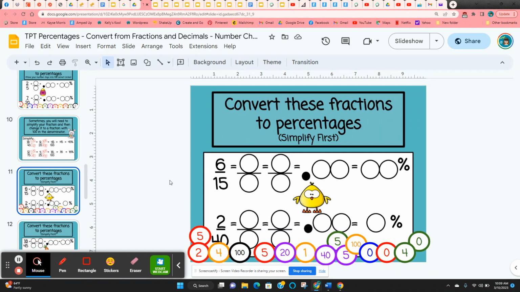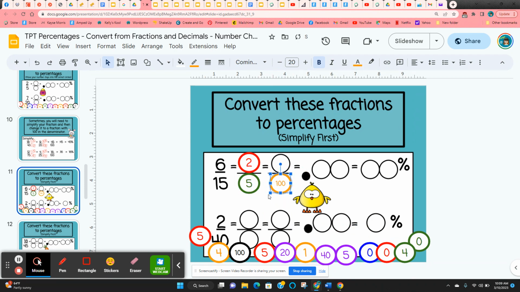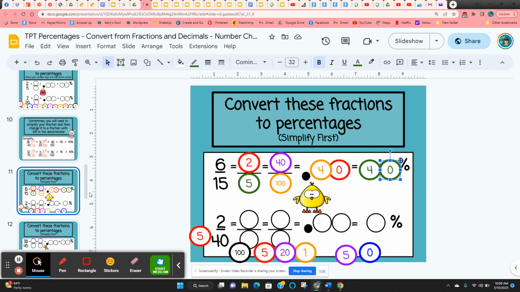So they're going to get practice doing that on slide 11. So they want to simplify. Here they can divide numerator and denominator by 3. That gives them 2/5. And then they can convert it to a fraction with 100 in the denominator by multiplying by 20. That would give them 40 hundredths, which would be 40 hundredths as a decimal, which would be 40%. So simplifying your fraction and then converting it to an equivalent fraction with 100 in the denominator.